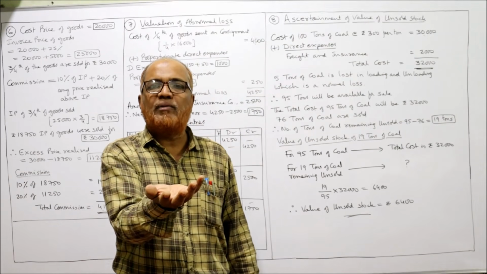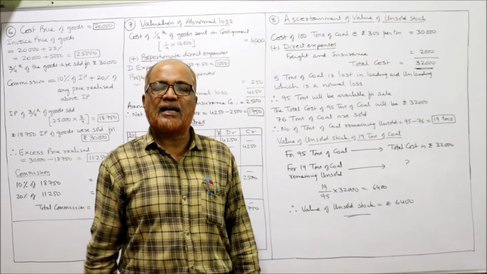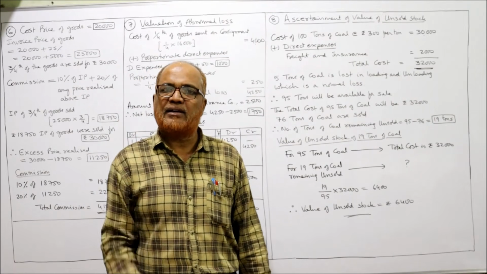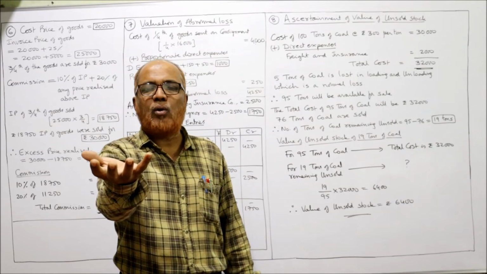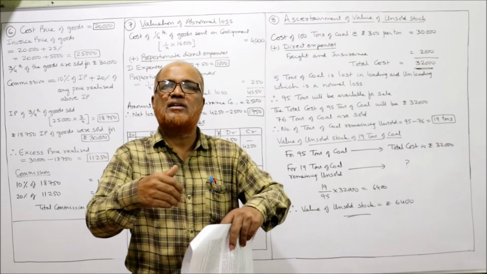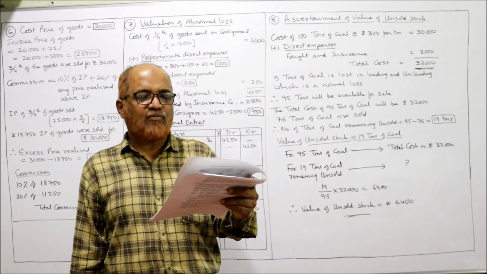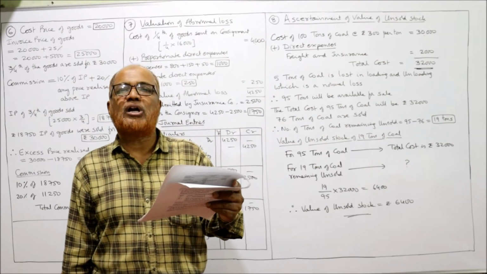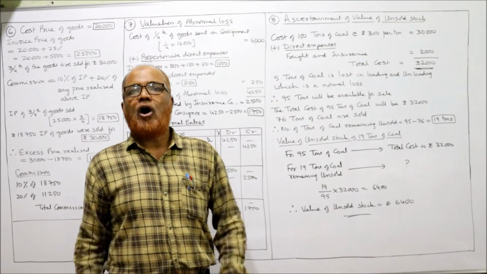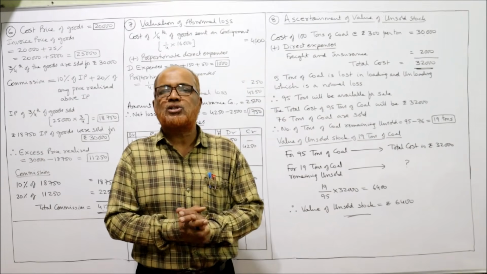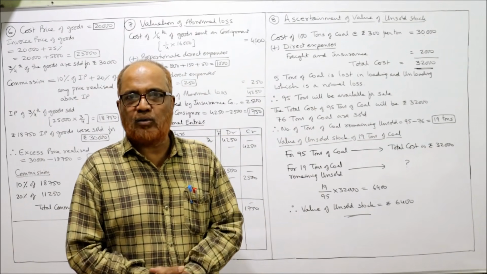So when 100 tons are sent, 5 tons will be lost in loading and unloading. Then the net coal available will be 95 tons. By the time it is saleable by the consignee, it will be only 95 tons. 76 tons of coal is sold at rupees 400 per ton. Ascertain the value of unsold stock. How many tons is the unsold stock and what is the value of unsold stock? That's what we have to calculate.